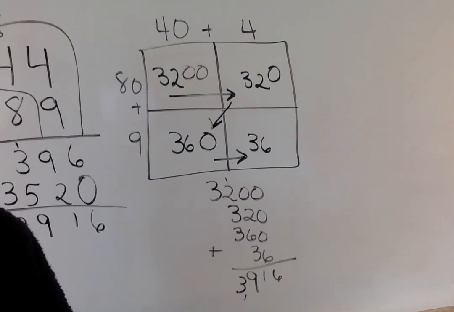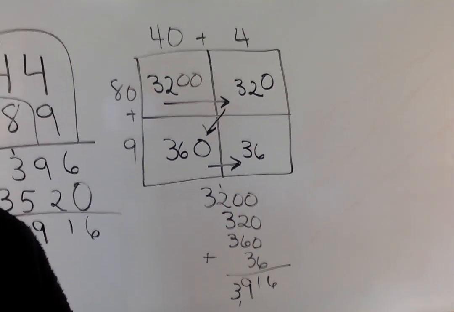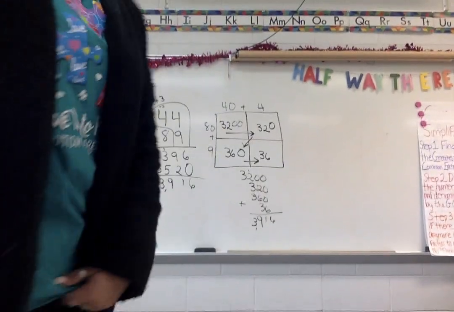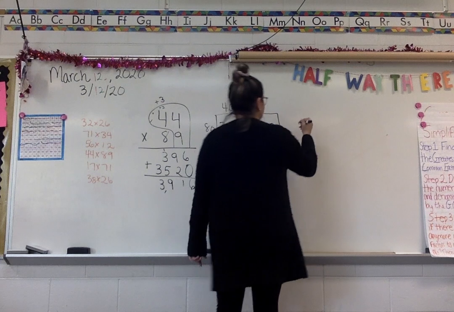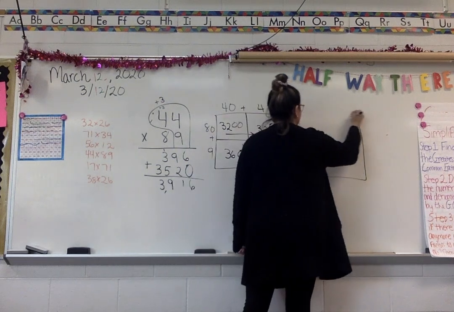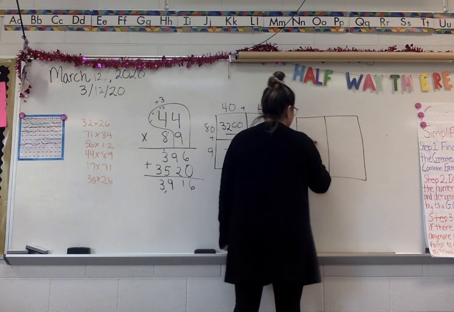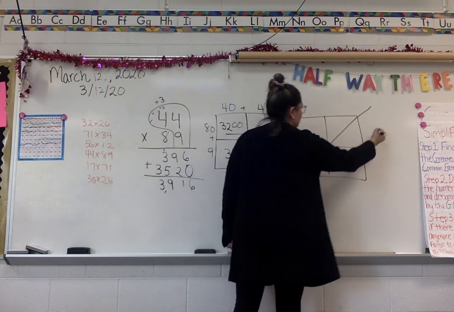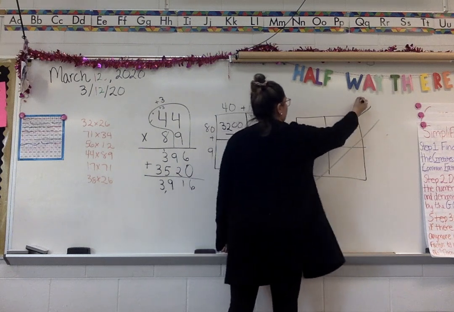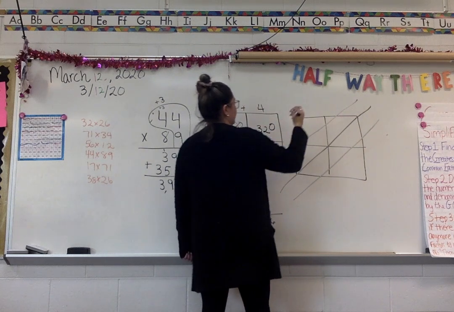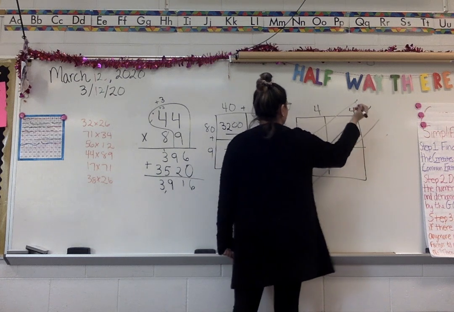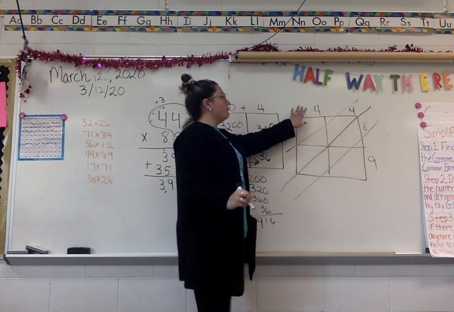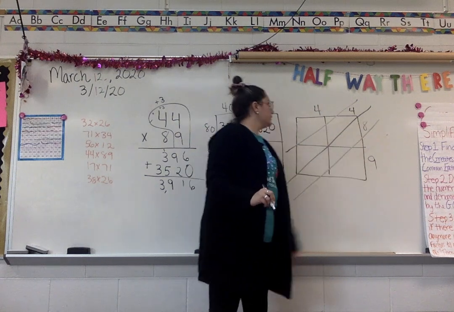Okay, so here's the work. Pause it if you need it. Sorry again that it's backwards. Okay. And our last method, our last model that we're going to use is lattice. So we'll put a big diagonal through the middle, another diagonal here, and another diagonal here. So now I need to do 4 times 4 and 8 and 9. So you should have 4, 4, 8, and 9.